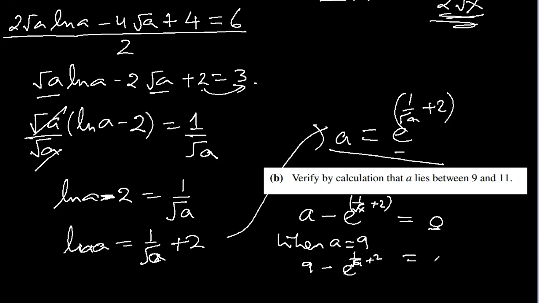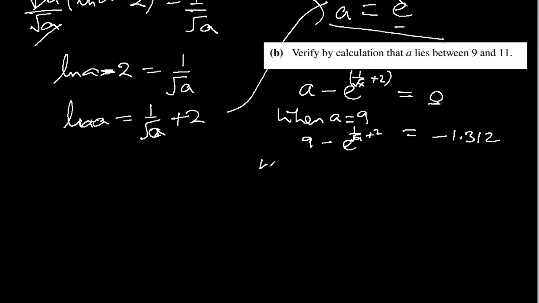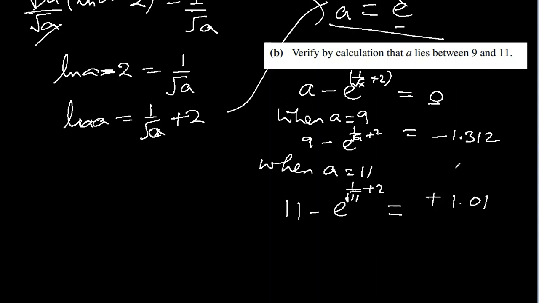And what I get is minus 1.312. So that means when we substitute 9, we got less than 0, not 0. Similarly, when we substitute 11, let's see what happens. When a is equal to 11, we'll get 11 minus e to the power 1 over square root 11 plus 2. And when I use my calculator, I get positive 1.01. So since 1 is more, that means there will be a number between 9 and 11 that will give us exactly 0.